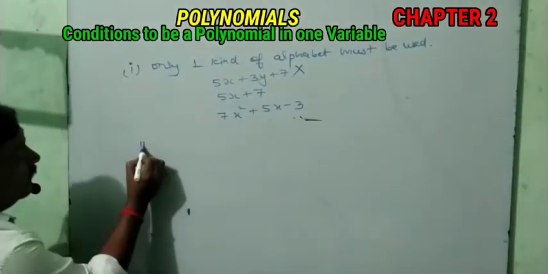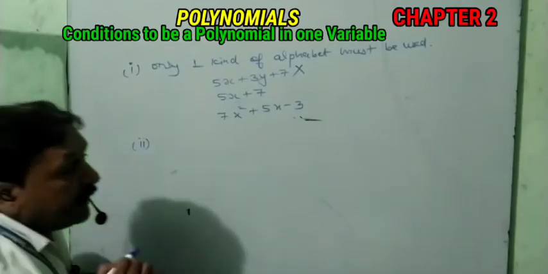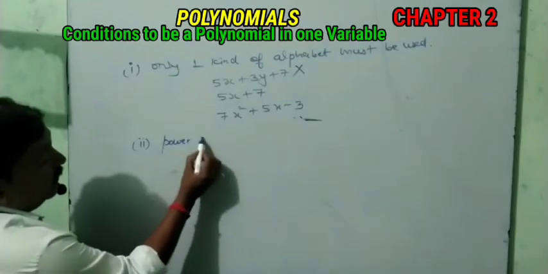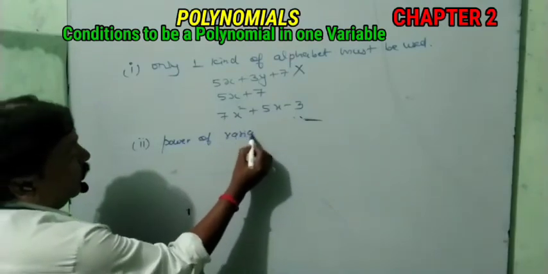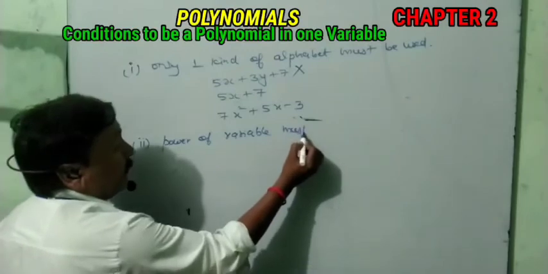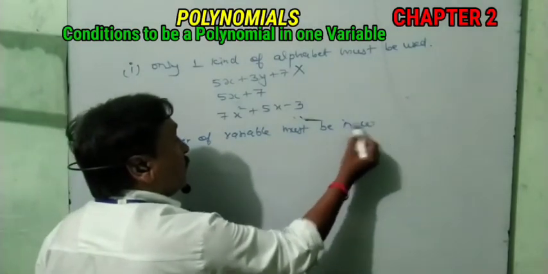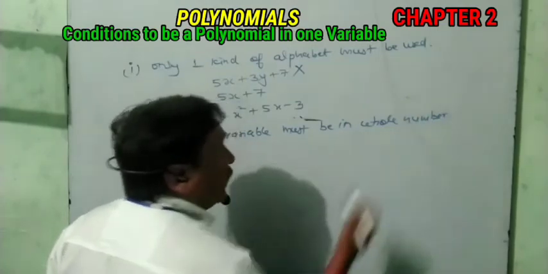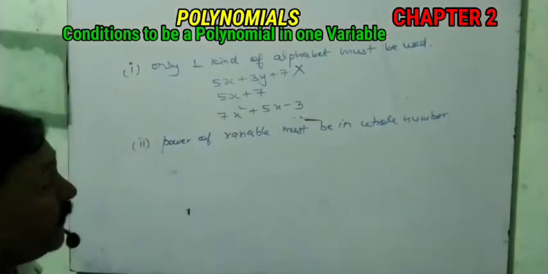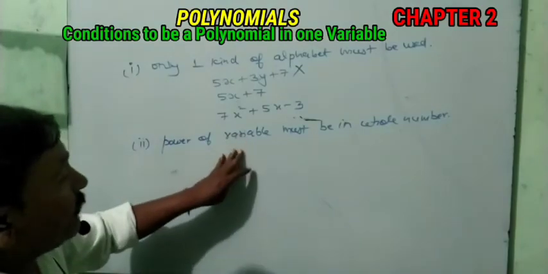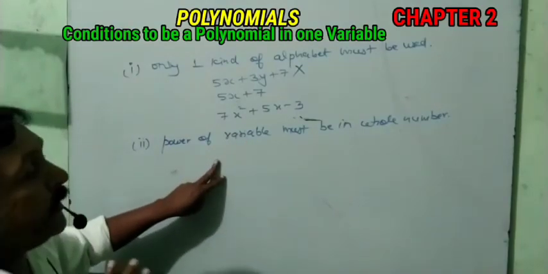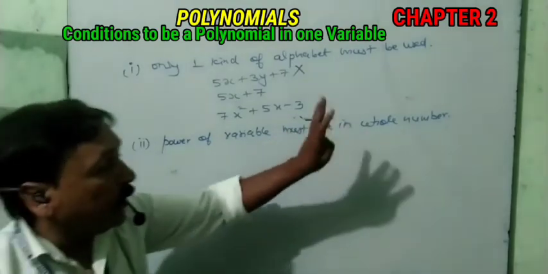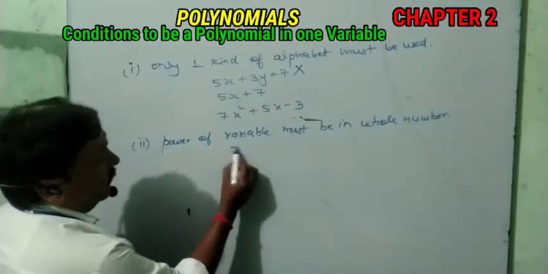And the second condition, which is very important, keep this in mind: the power of the variable must be a whole number. Whole numbers we all know: 0, 1, 2, 3, 4, 5. It means that the power must not be negative, must not be in decimals, must not be a fraction, the power must only be a whole number. Let us take some examples.